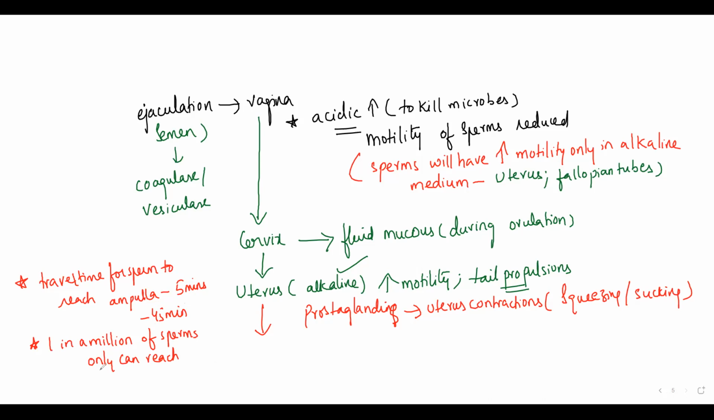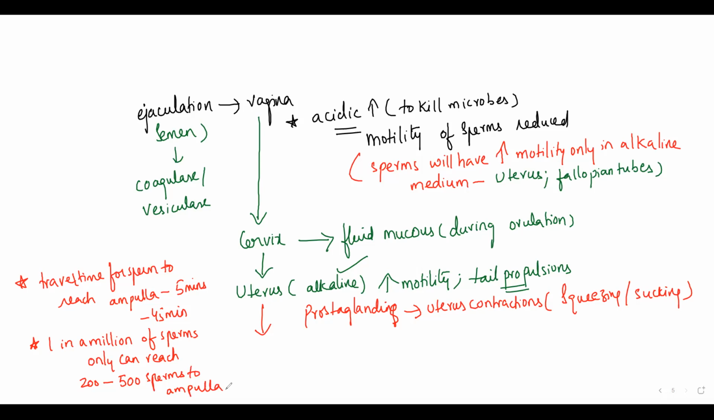That's it. So it is totally how many? If it is 2 ml, it is 200. If it is 5 ml, it's going to be 200 to 500 sperms reaching. Where? To the ampulla area. Okay, children.